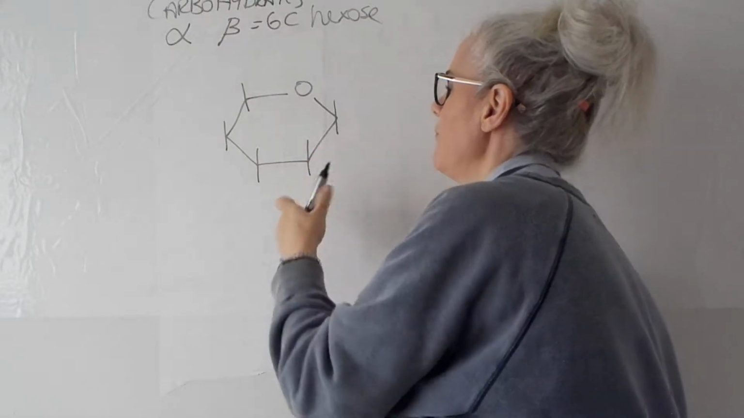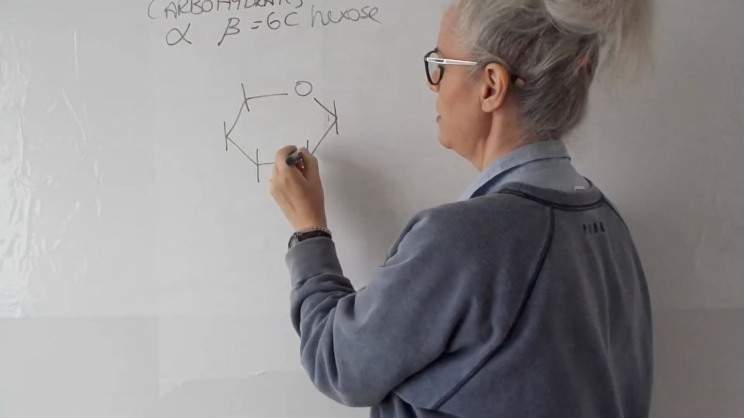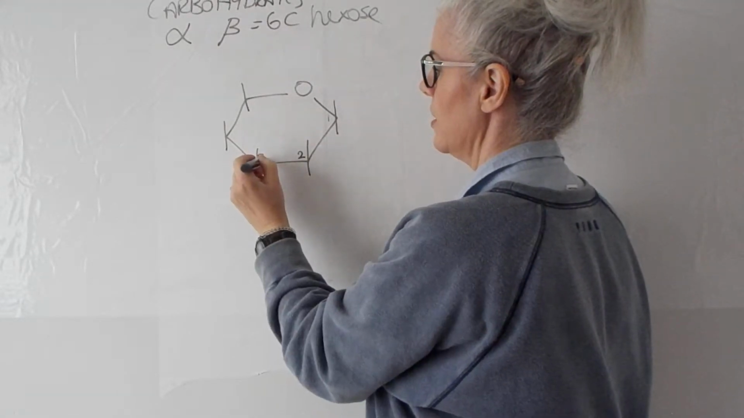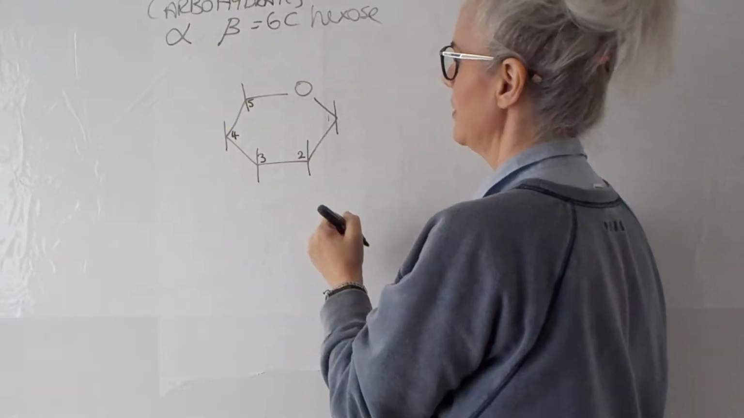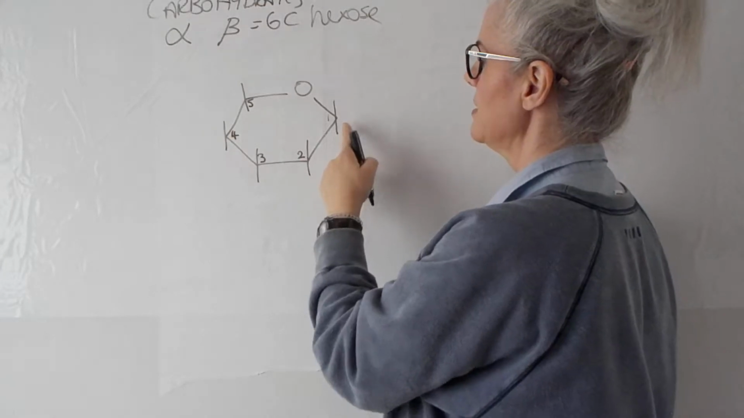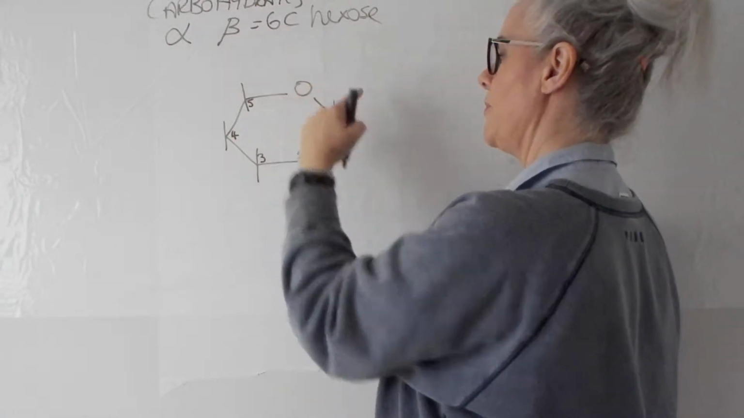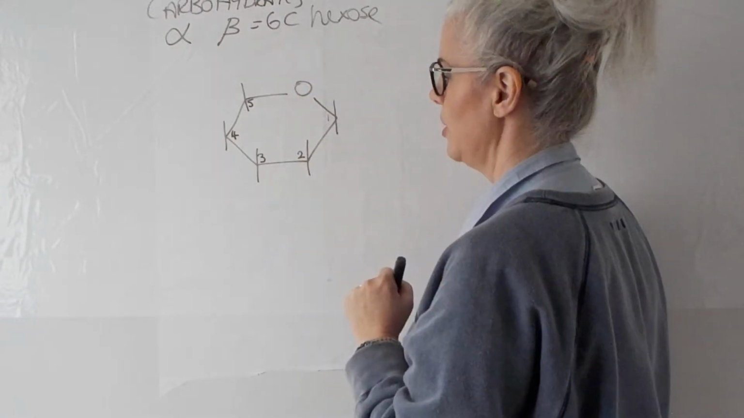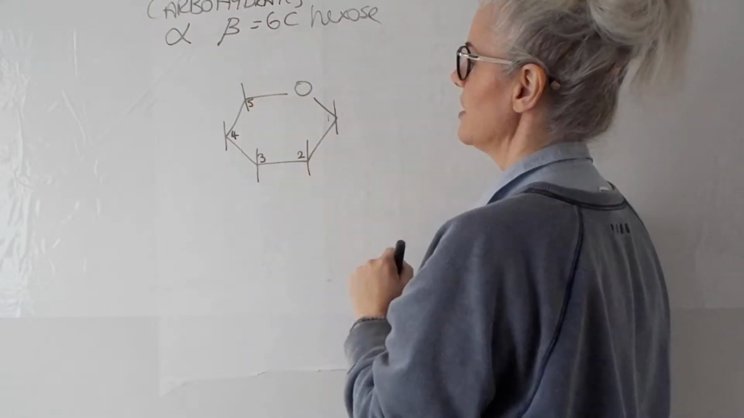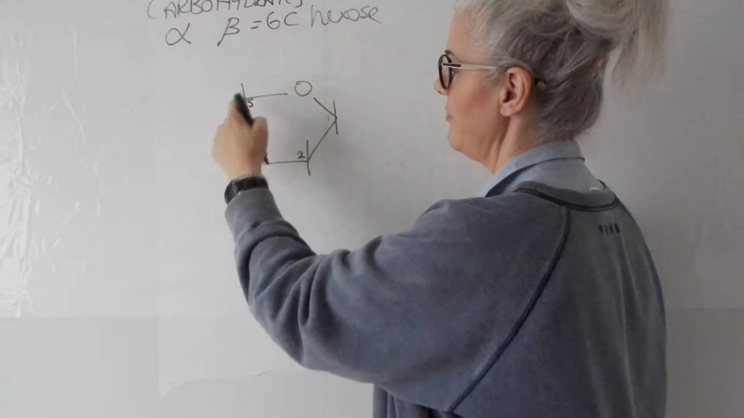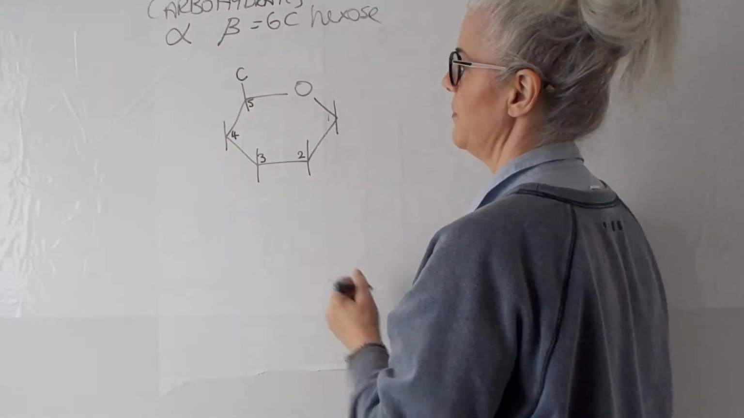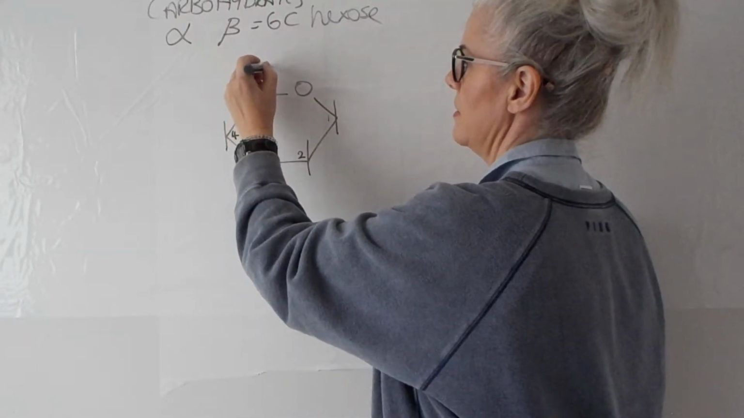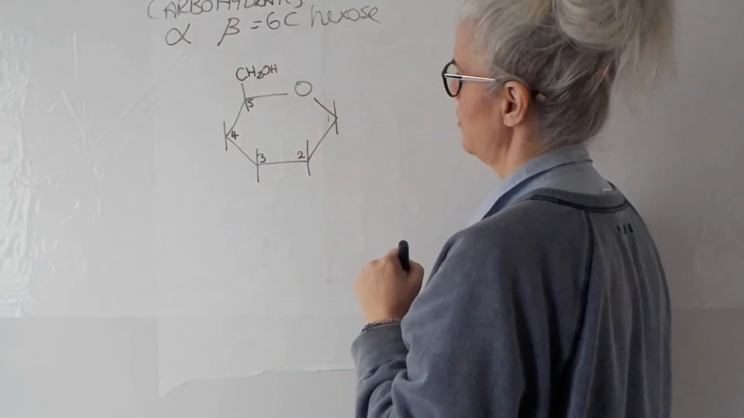So on this first carbon, so this is carbon number 1, carbon number 2, carbon number 3, carbon number 4, carbon number 5. So what this means is we've got something going above the plane of the ring, we've got something going below the plane of the ring. Now I said it was 6 carbons, and we've got 5 in the ring. The 6th carbon is outside of the ring, and it has something attached to it as well.